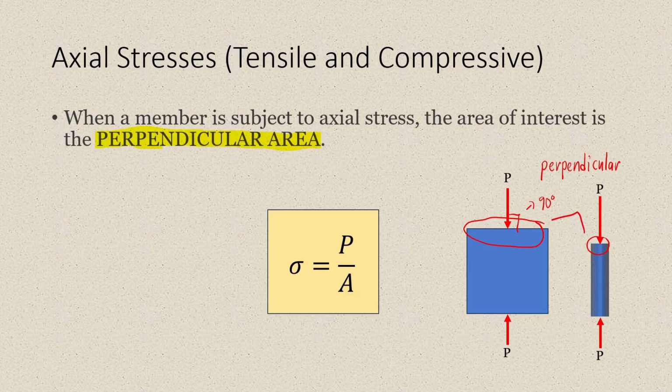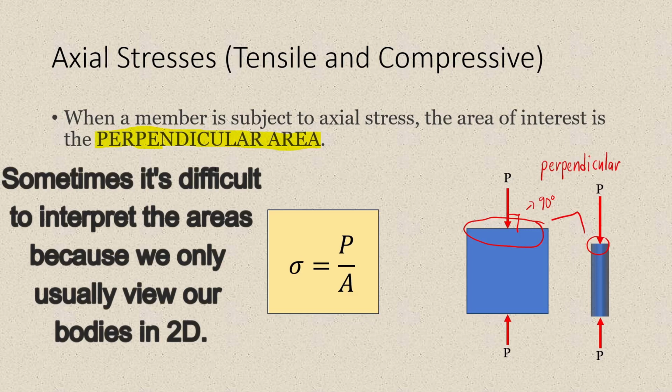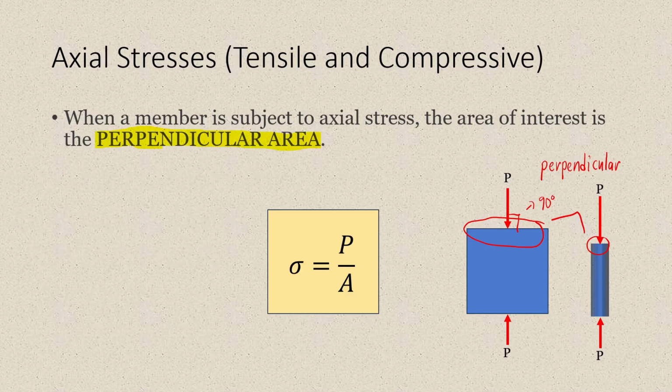However, in our exams, we may not be able to make sense of the area that we will consider since we usually only view our bodies in 2D. But note that the area we are considering here is the cross-sectional area. Now, the cross-sectional area refers to the area of a two-dimensional shape that results from cutting or slicing through a solid object perpendicular to its longest dimension or axis.